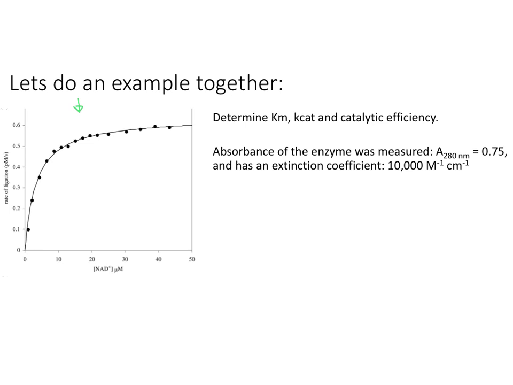So we're going to work through this as best as we can. So what I want you to do is determine the Km, KCAT, catalytic efficiency, and then I've given you some extra information. The absorbance of the enzyme was measured at 280 nanometers to be 0.75. And it has an extinction coefficient of 10,000 per molar per centimeter. All right, so let's start with the Km.